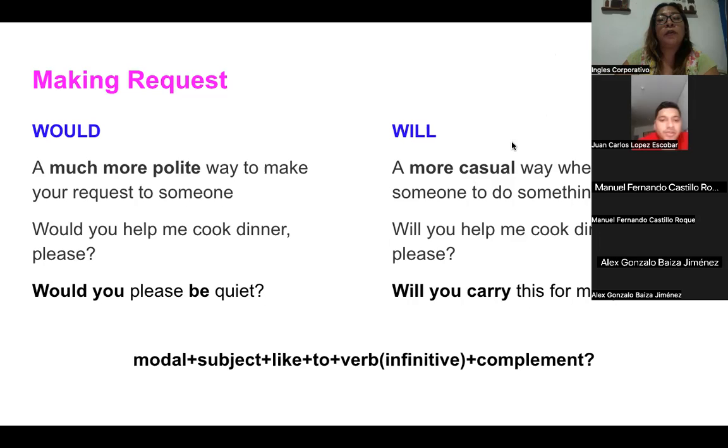Okay, en este caso, lo habíamos aplicado en el tema del restaurant, right? What would you like to order? Or would you like something to drink? Would you like a main course? Okay, entonces. Pero también dice que se puede utilizar con will. Solo que este es más informal y sería como una forma menos educada. Less polite. Okay? And there we have some examples.